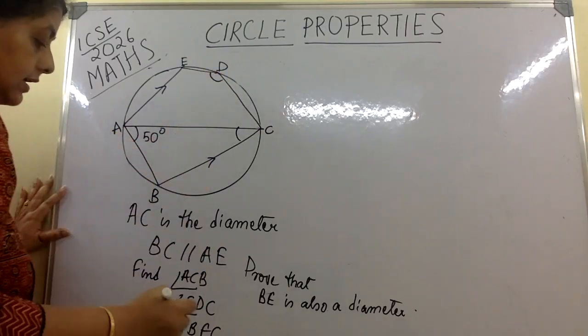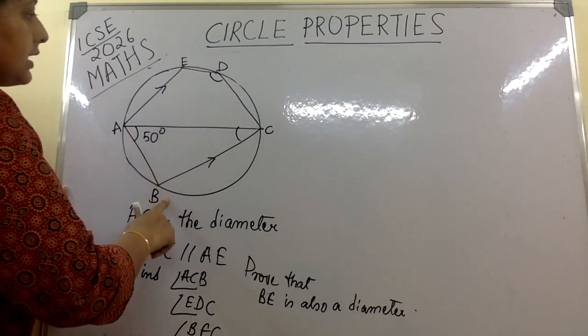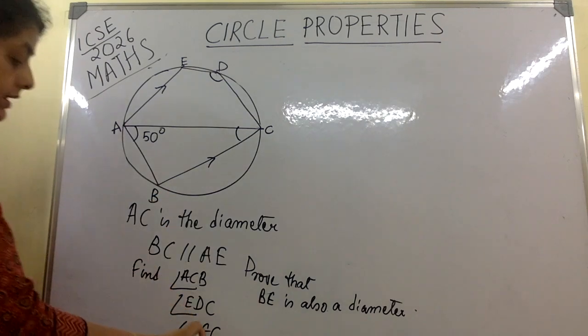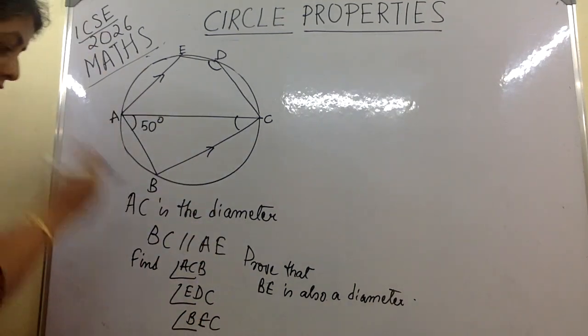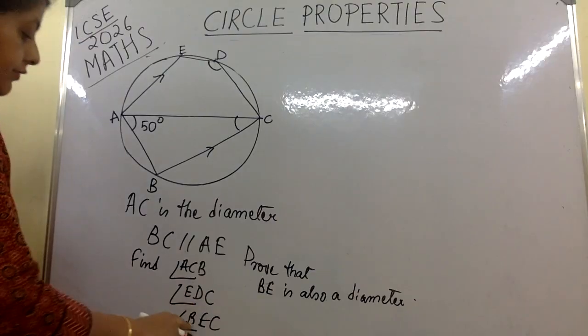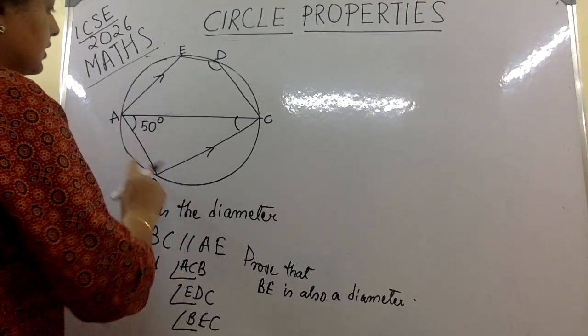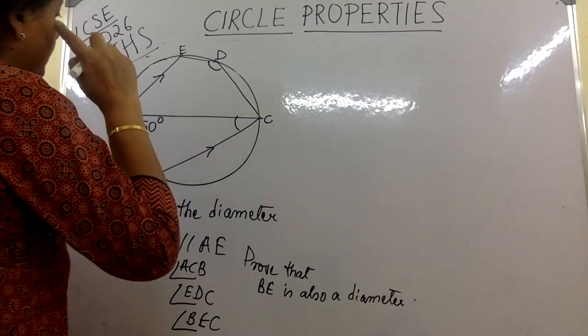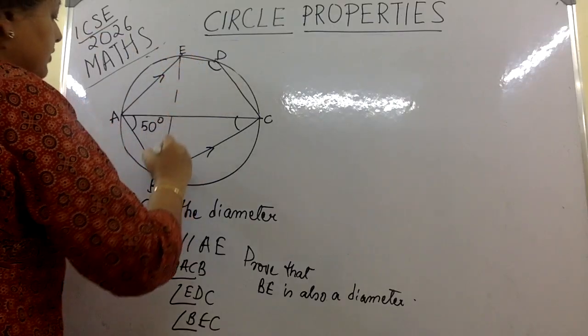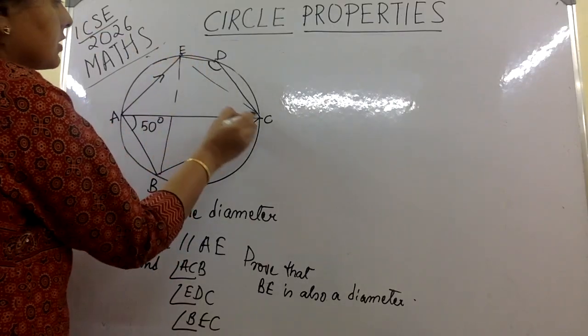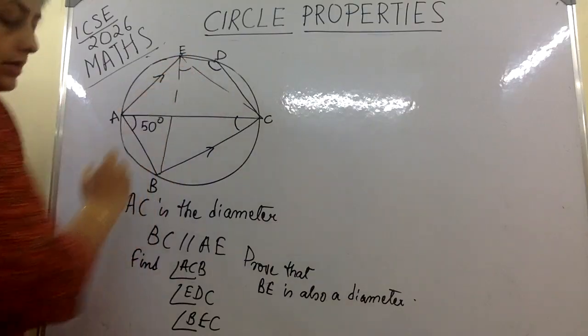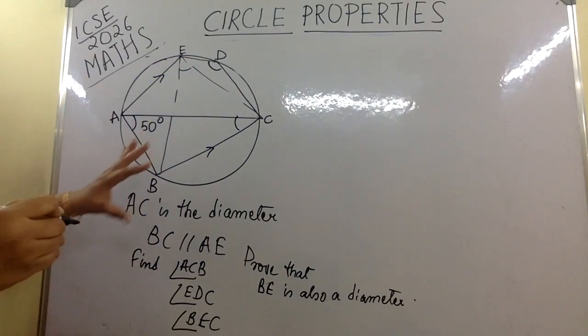EDC, this is another angle, and BFC, B and BEC. BEC we have to find. That means we have to join this with a dotted line and here also, and then find this angle. Okay, so this is the sum.